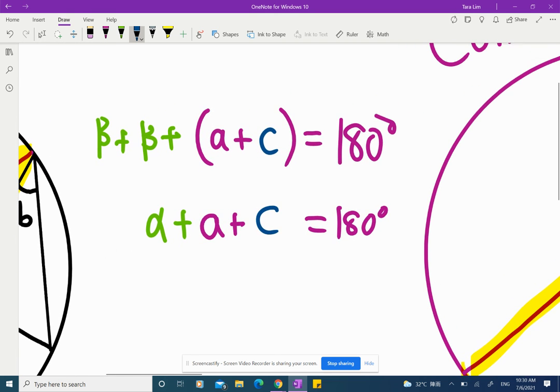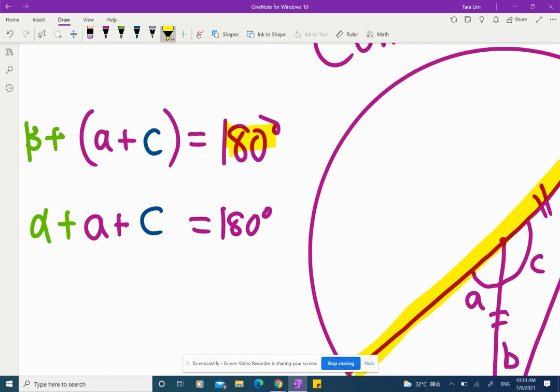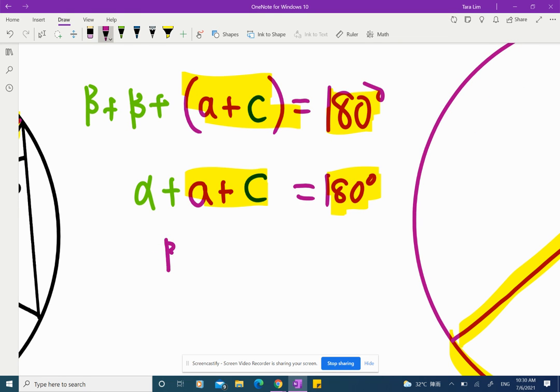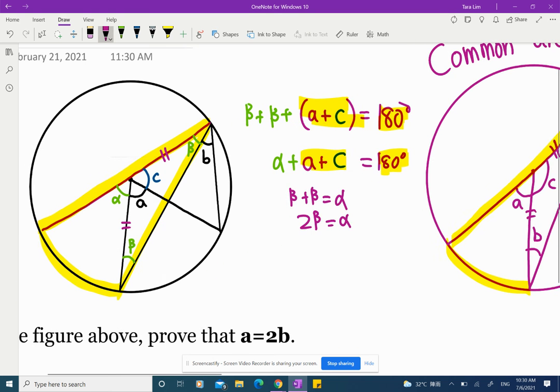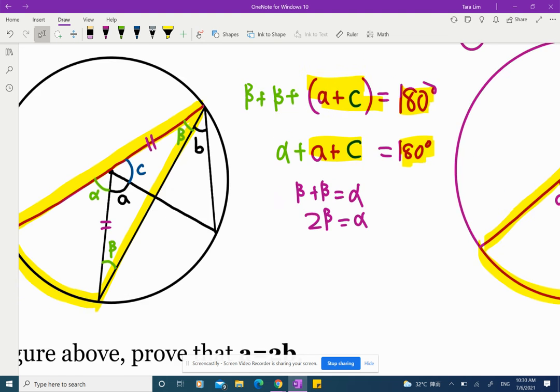Again, we have noticed something different here. We can notice similar things here as well. We can see that the 180 are the same. A plus C, they're the same. The only thing different is the B, the beta plus beta, and alpha. So this tells us that beta plus beta is equal to alpha, or you can write it out as 2 beta is equal to alpha. So now we have calculated that 2 beta is equal to 1 alpha.